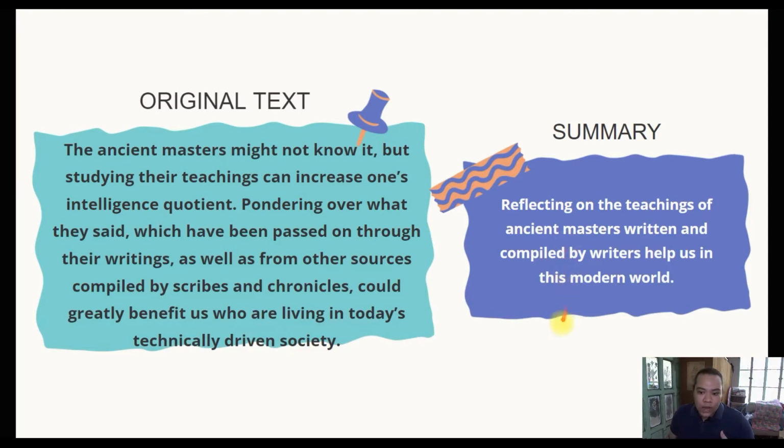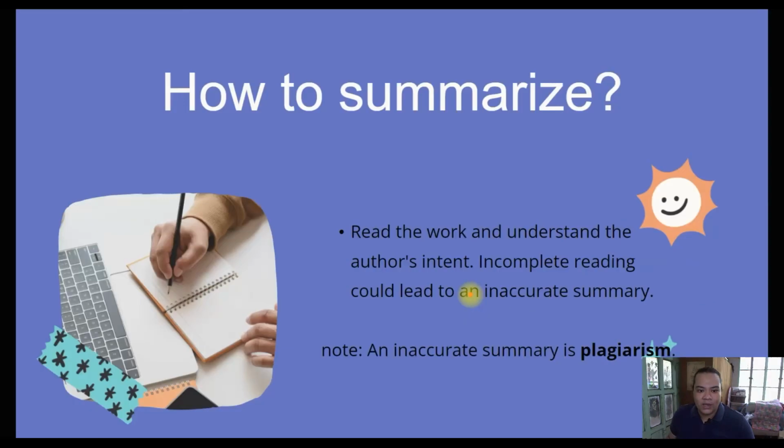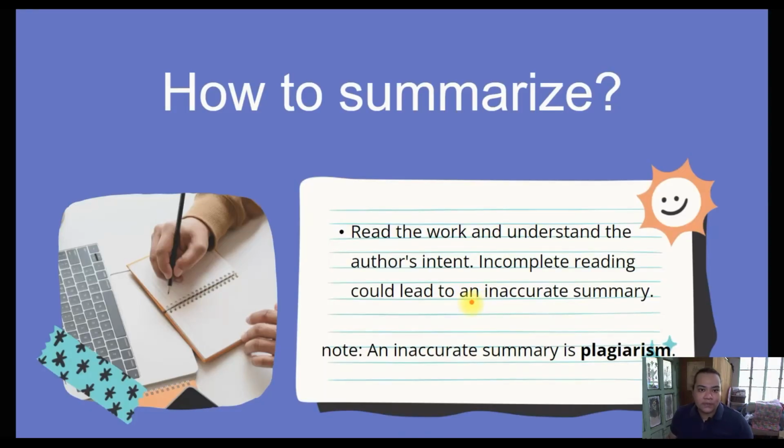Okay? So how do we summarize in academic writing? What are the steps that we need to follow? So here is the first step. The first step to summarizing is always reading the work and understanding the purpose of the author, or the author's intent. Okay? So when we are summarizing something, I always tell my students, read it at least twice.